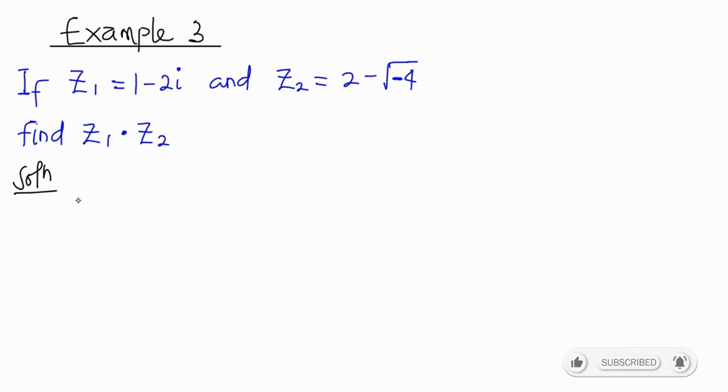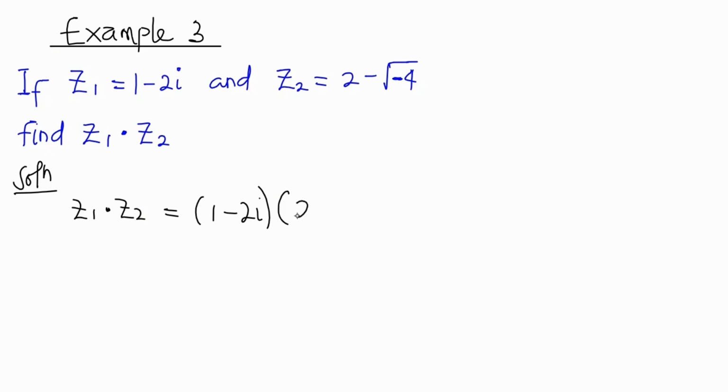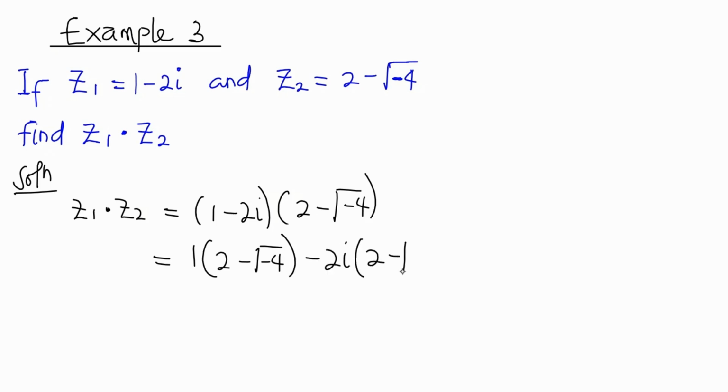So we are considering z1 and z2 being multiplied. With the normal procedure, we know 1 minus 2i multiplied by 2 minus square root of negative 4. Now once we have this, then 1 multiplies 2 minus square root of negative 4 here. And we can also see that minus 2i also multiplies 2 minus square root of negative 4.